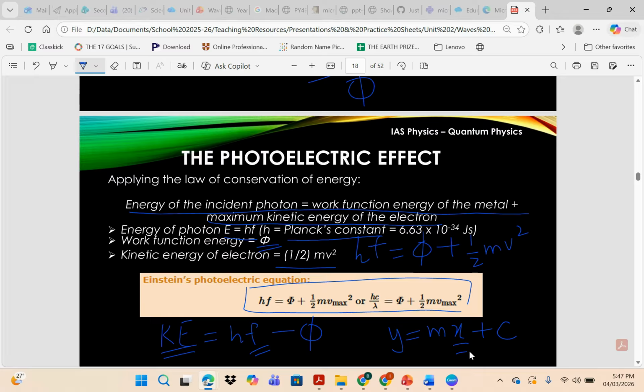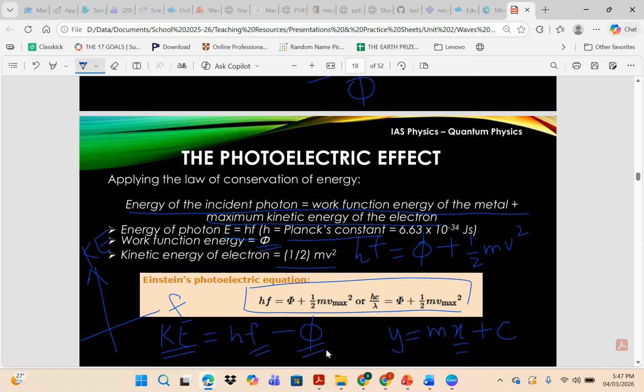Now, if I plot a graph of the kinetic energy of electrons versus the frequency of the incident photon, I will be able to see how changing the frequency of the incident radiation changes the kinetic energy of the emitted or ejected electrons, provided that we use the same metal every time. Using the same metal means the work function remains constant.